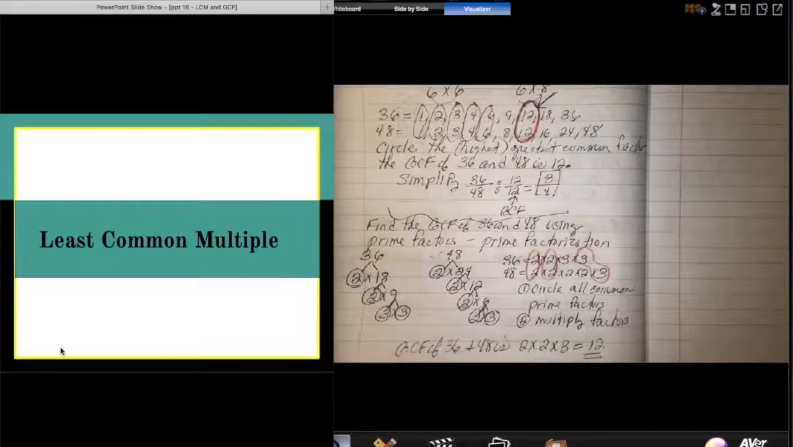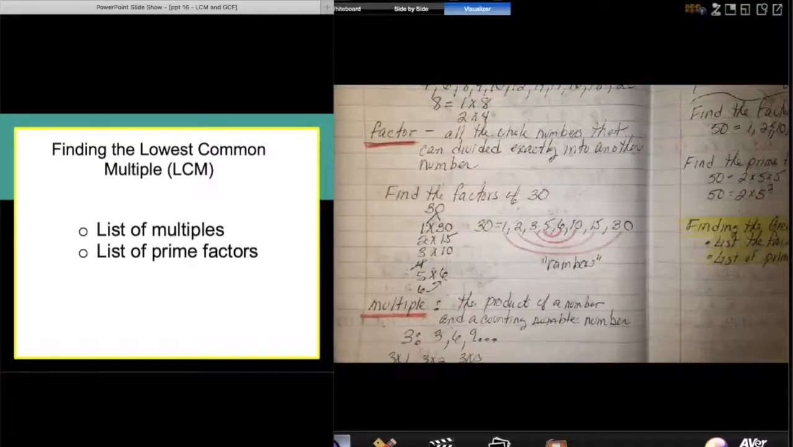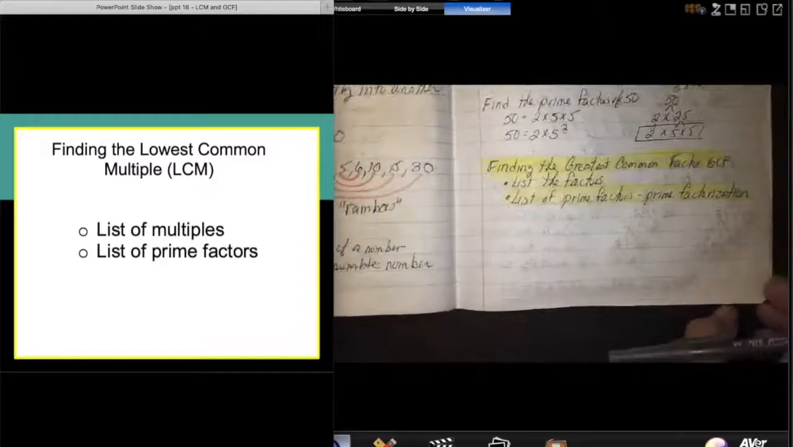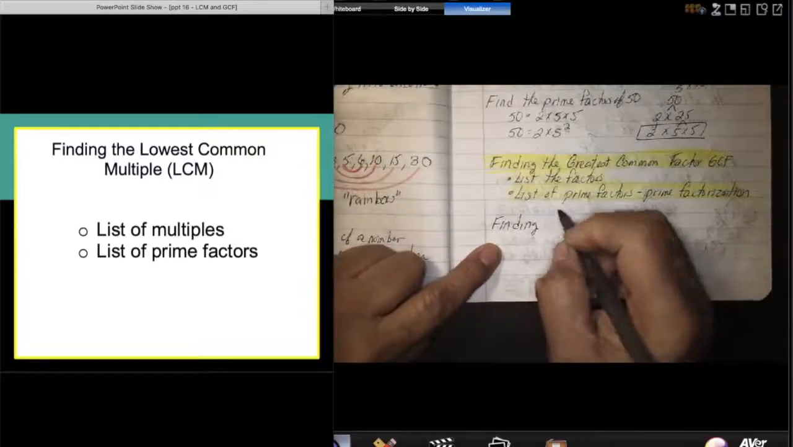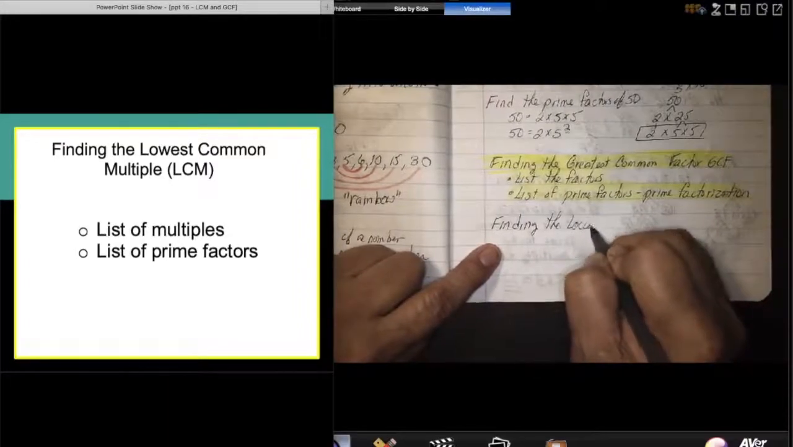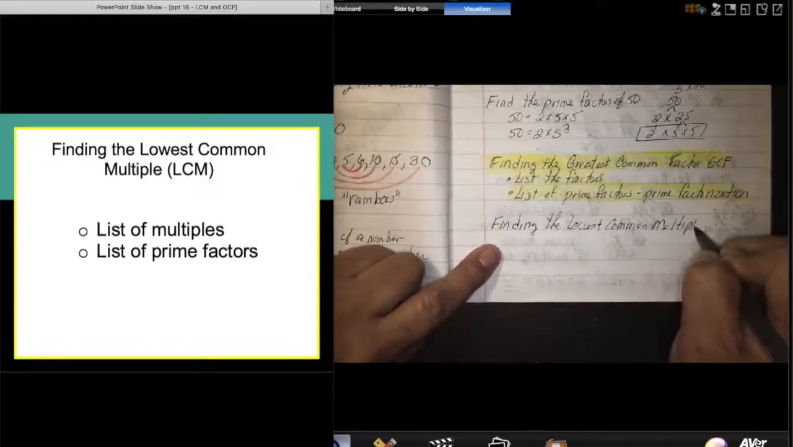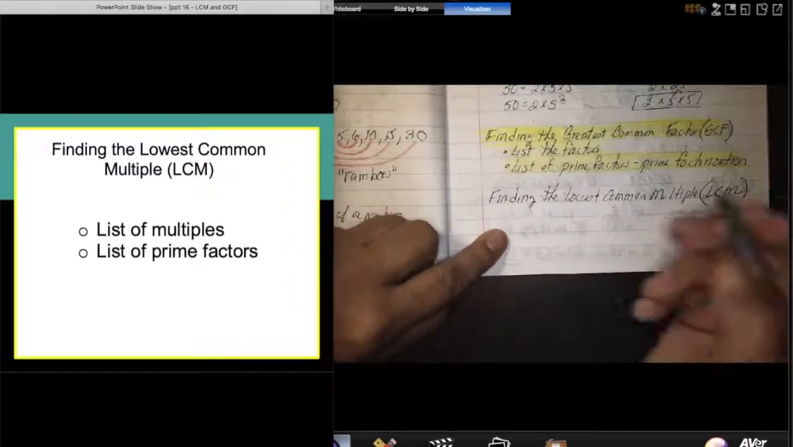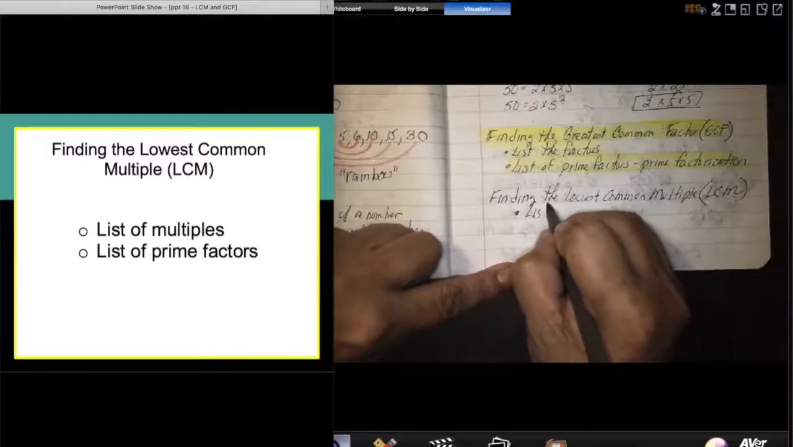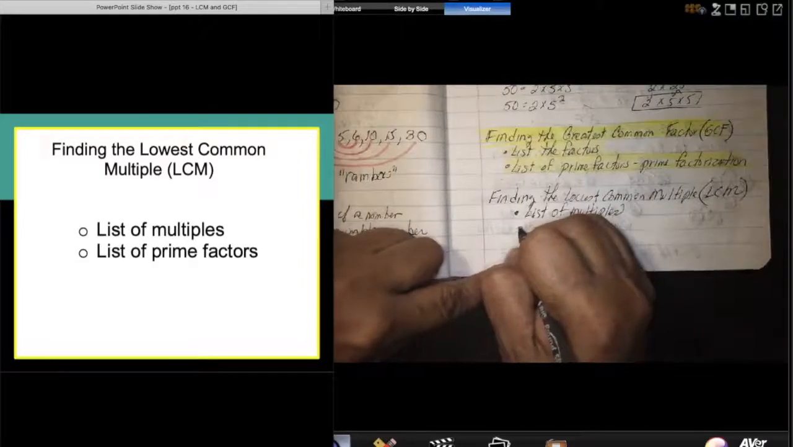Okay, let's continue and look for the least common multiple, the LCM. Now remember earlier, I had a little bit of space in the previous page, so I'm going to go back over there and write down the two methods for finding the lowest common multiple, LCM. We're going to create a list of multiples, and a list of prime factors.